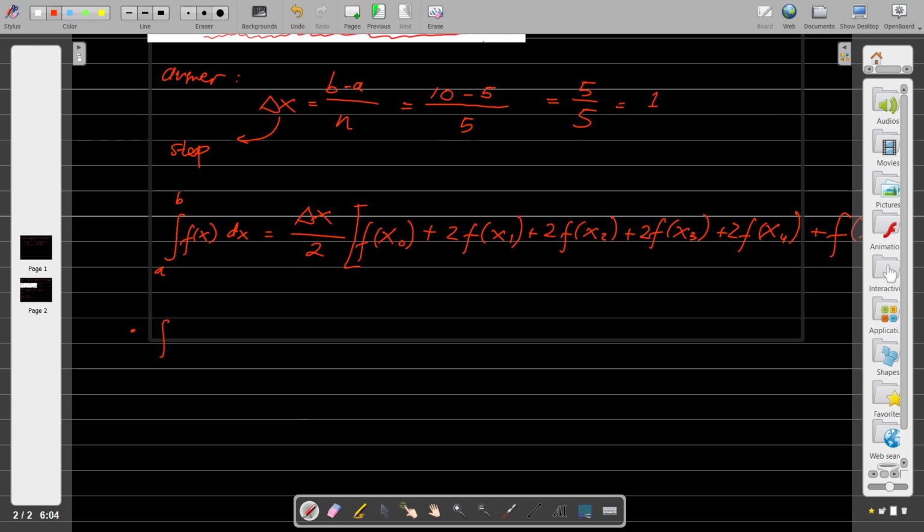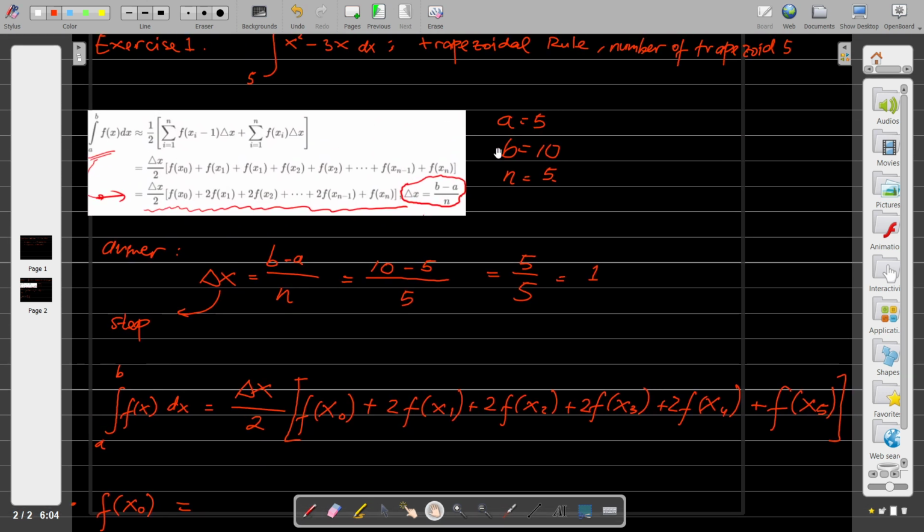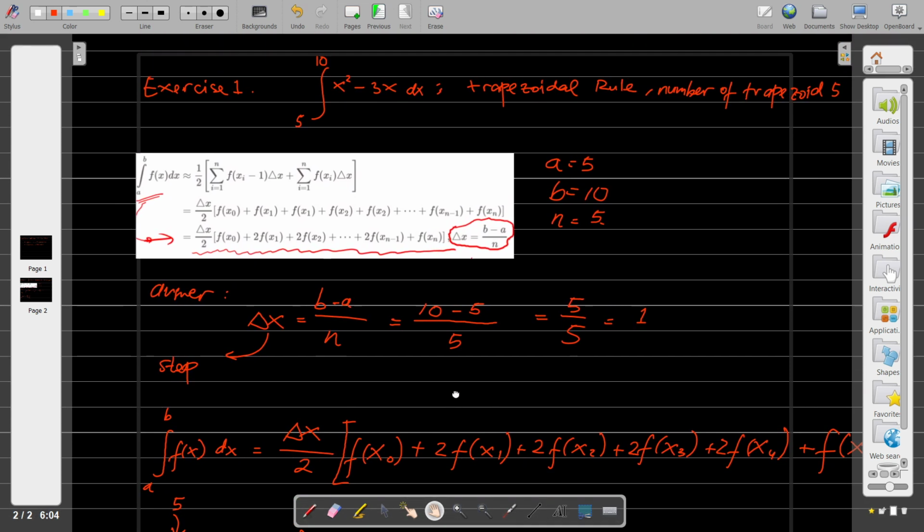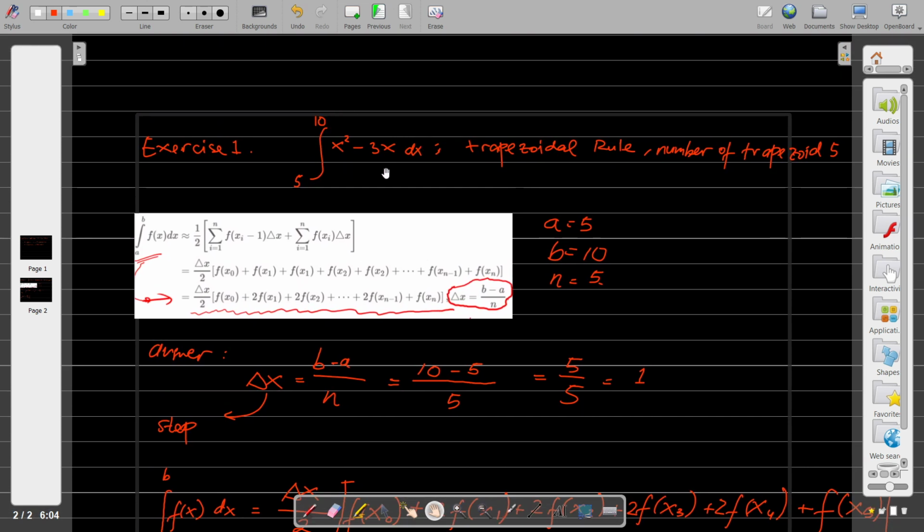The value of f(x0). Because our integration starts from 5, this is a, this is 5. So x0 must be 5, also 5. So f(5), and our equation is like this. So this is the f(x).